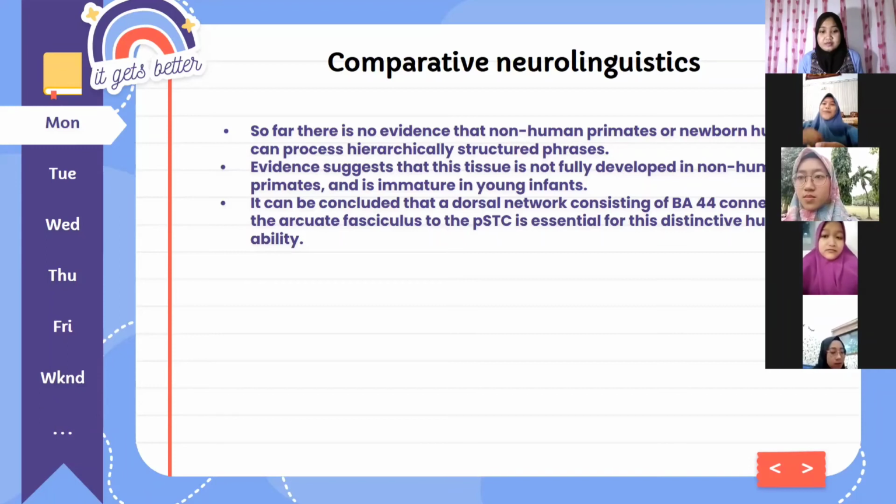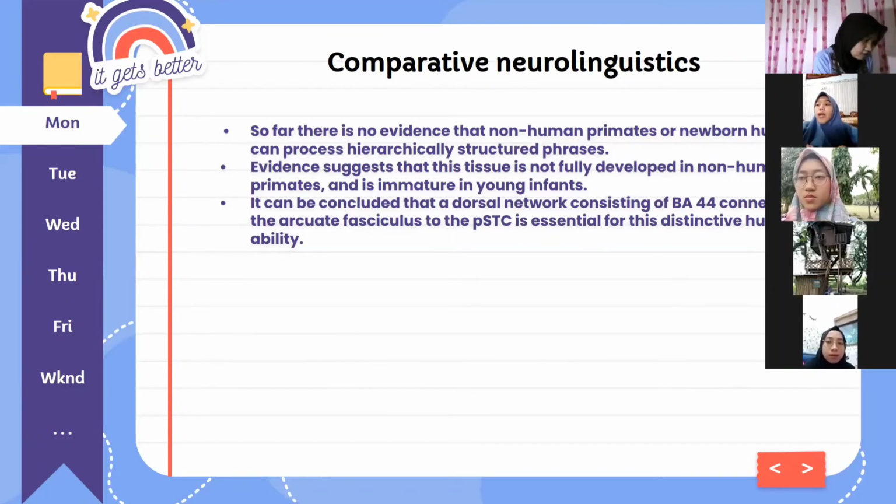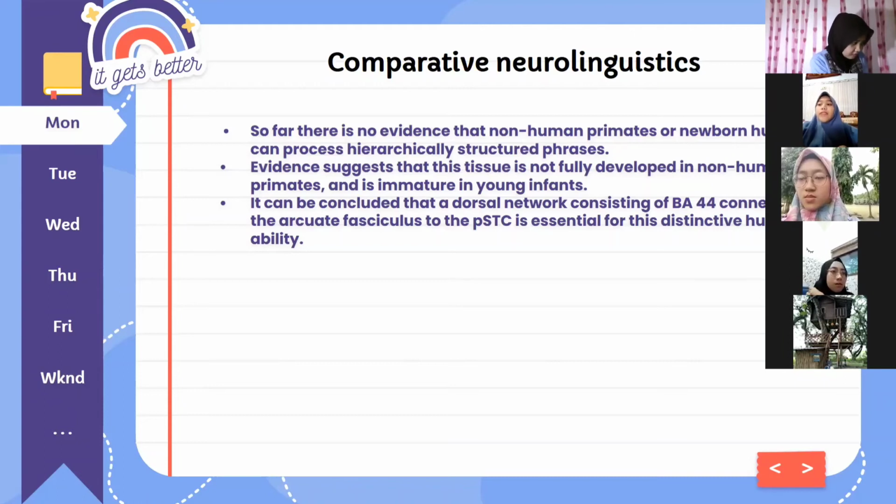For this slide, so far there is no evidence that non-human primates or newborn humans can process hierarchically structured phrases. To process such phrases, adult humans use specialized networks, including a functionally defined BA44 that is structurally and functionally connected to the left posterior superior temporal cortex. Evidence suggests that this tissue is not fully developed in non-human primates and is immature in young infants. Their myelination follows a genetically determined maturation trajectory during development. Given that non-human primates and human infants are unable to process complex syntactic hierarchies, it can be concluded that a dorsal network consisting of BA44 connected via the arcuate fasciculus to the posterior superior temporal cortex is essential for this distinctive human ability.